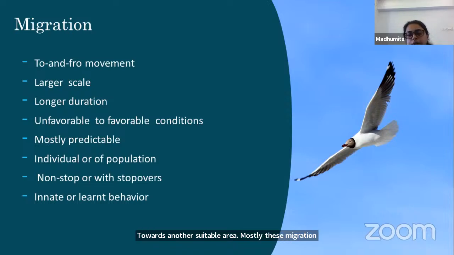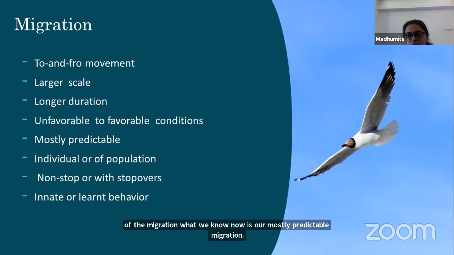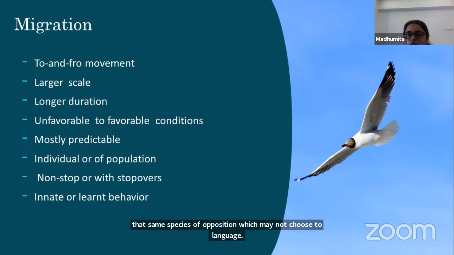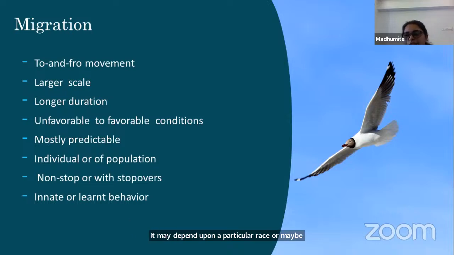Mostly these migration patterns are predictable. There are certain patterns which are not predictable, but most of the migration that we know now is predictable. We mostly know the routes of the birds until and unless they decide to take some other route. The migration can be of individuals or of a population. It's not necessary that the whole population of a species will be migrating. There could be a fraction of that same species or population which may not choose to migrate. It may depend upon a particular race, or maybe the distribution around the geographical area where they breed.